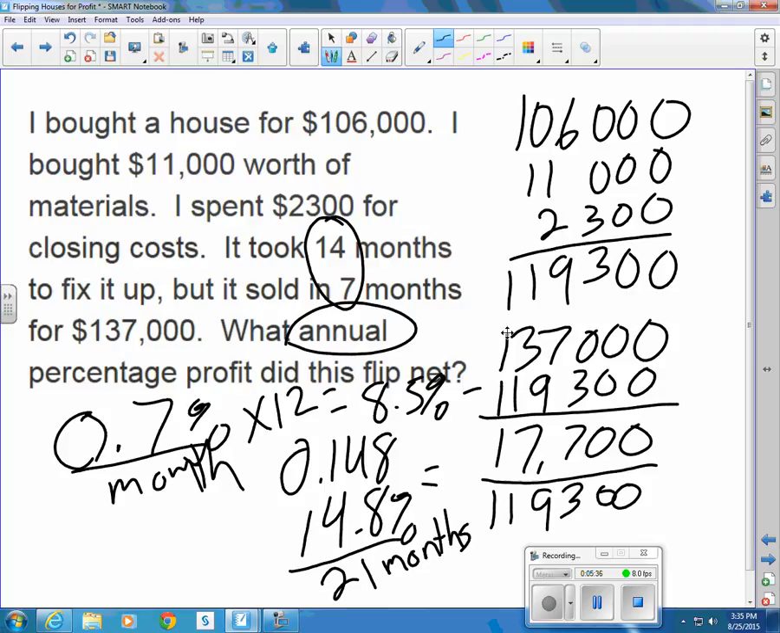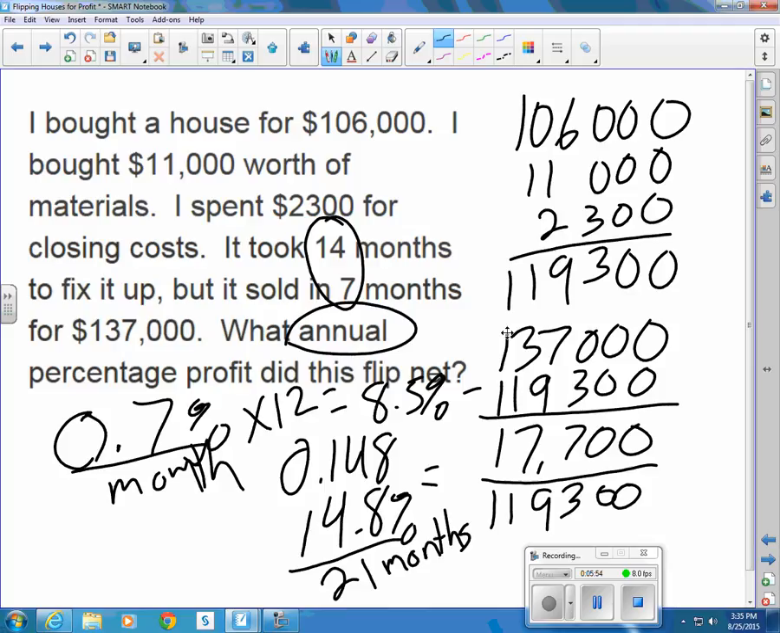So if you're borrowing money and not living in the house, then that's maybe not a good investment. But if you're having to pay mortgage payments anyways, then that might end up being a pretty good profit, because you have a place to stay and you get some profit as well.